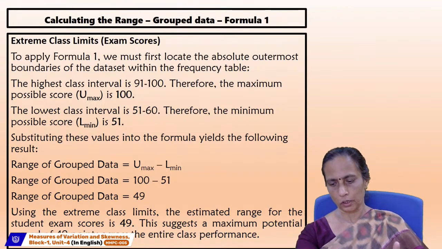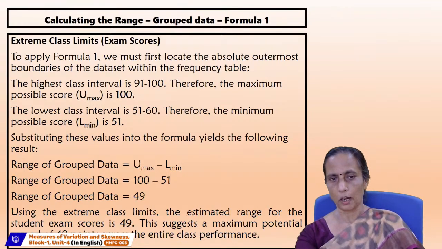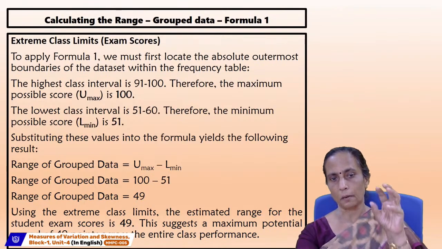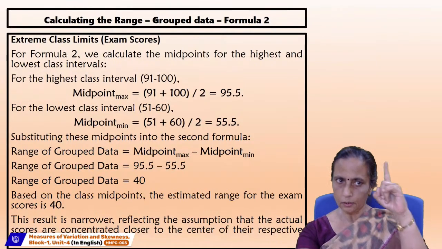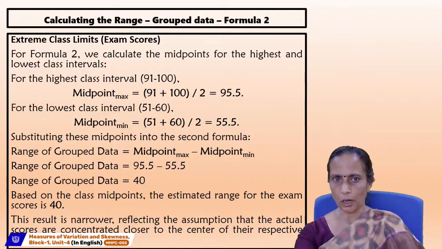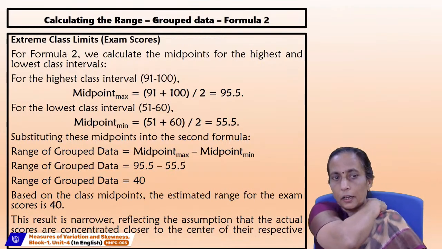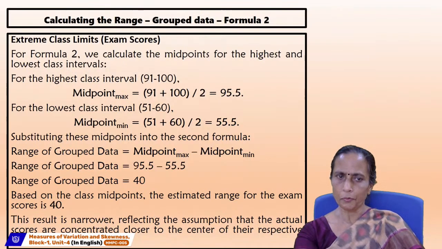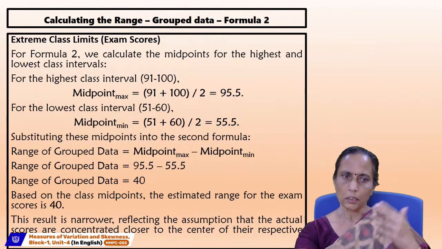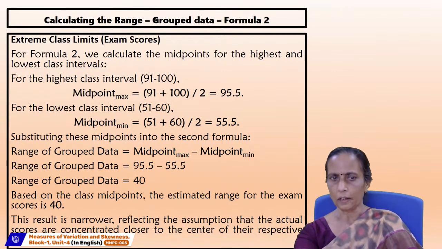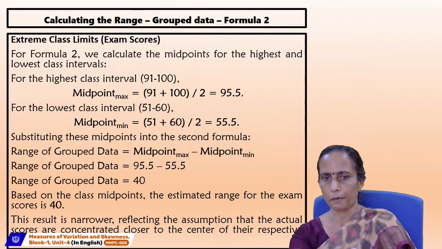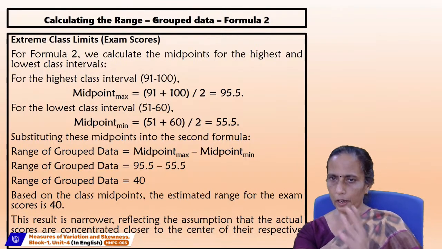Whereas if I use formula 2, taking into consideration the midpoints of the class intervals, the midpoint of the highest class interval, 91 to 100, is 91 plus 100 divided by 2, that is equal to 95.5. The lowest class interval midpoint is 55.5. Substituting these two values in midpoint max minus midpoint min, it is 95.5 minus 55.5, and the range of the group data is 40.